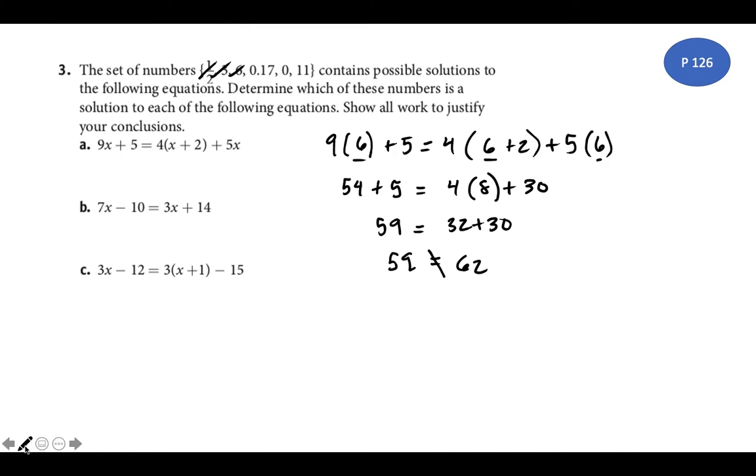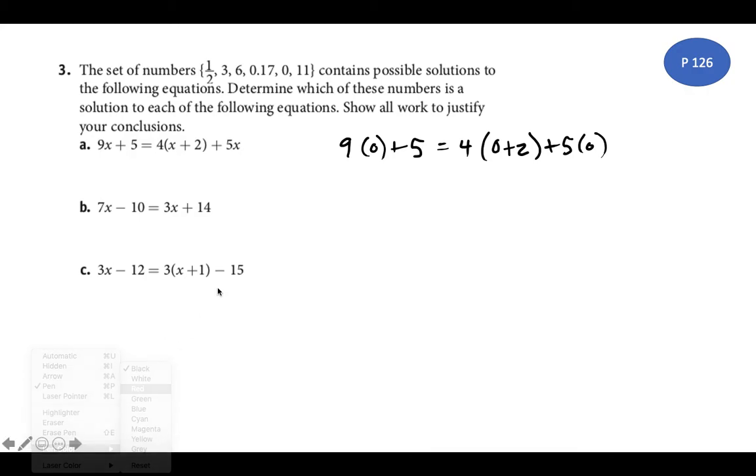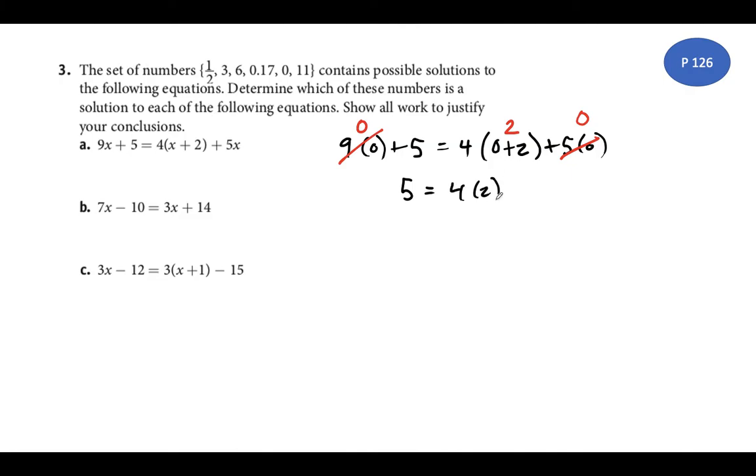0's nice. Checking for 0 is nice. Let me show you how nice that is. So we have 9 times 0 plus 5 equals 4 times 0 plus 2 plus 5 times 0. So everywhere there was an x, I inserted a 0, but zeros are kind of the nuclear option for substituting in numbers. They just destroy terms. So 9 times 0 is 0. 0 plus 2 is 2. 5 times 0 is 0. So I get 5 is equal to 4 times 2. It is not. So 0 is not an option.